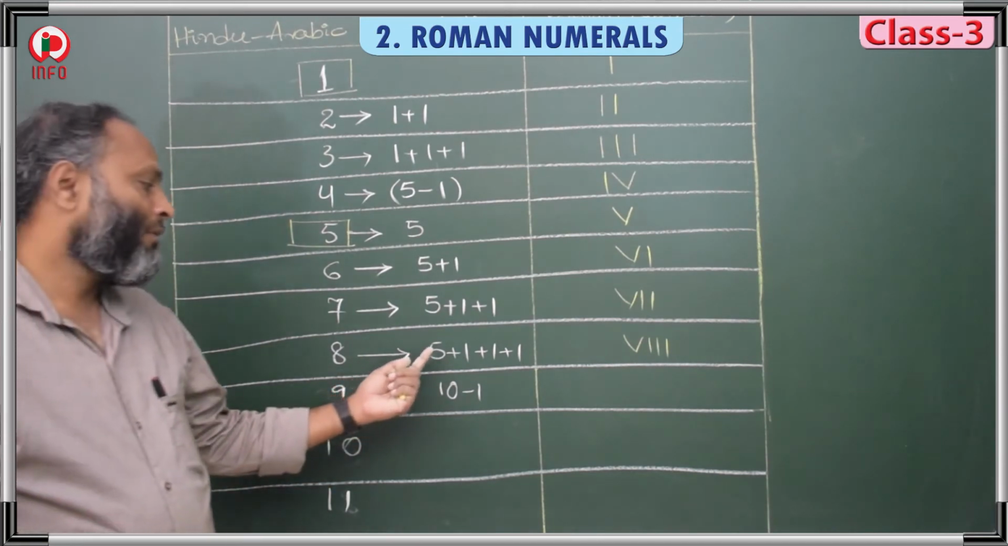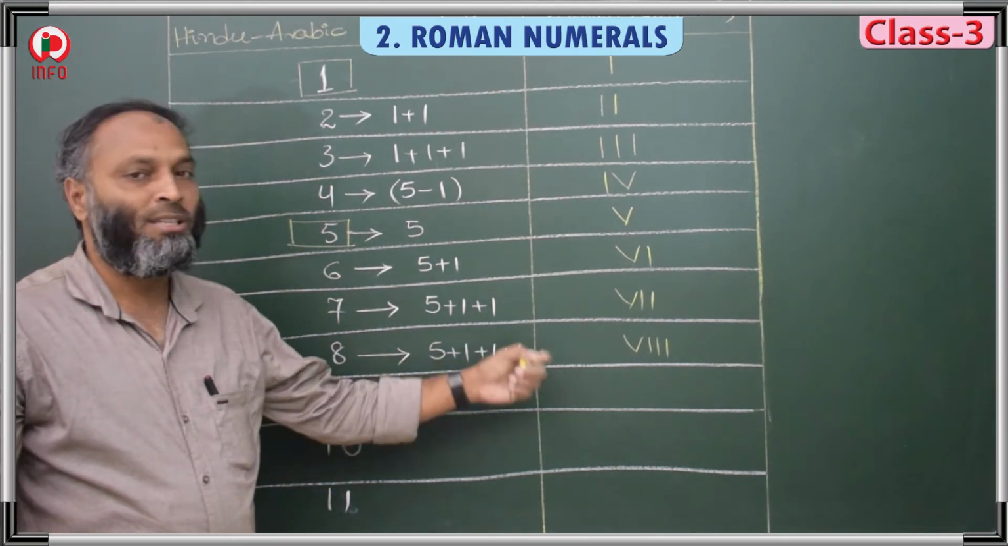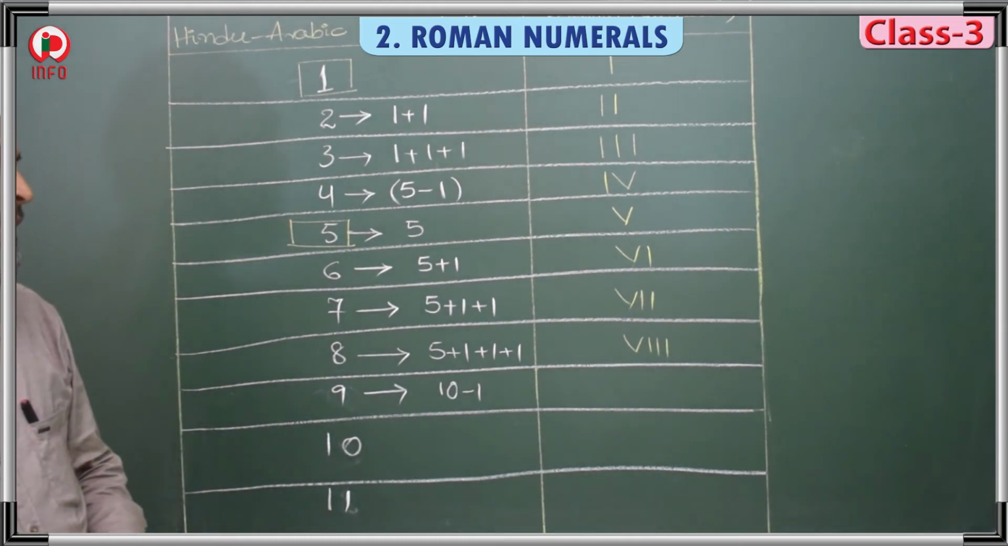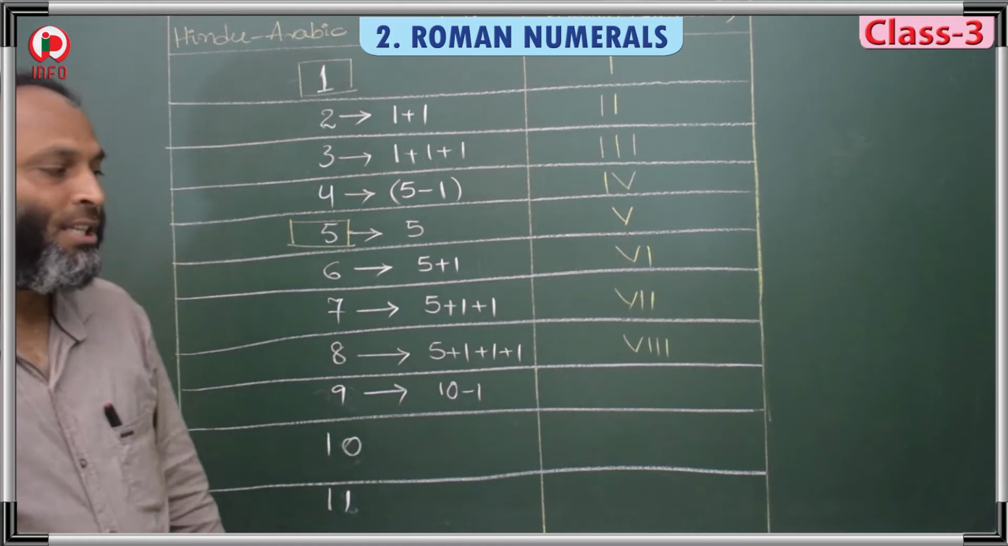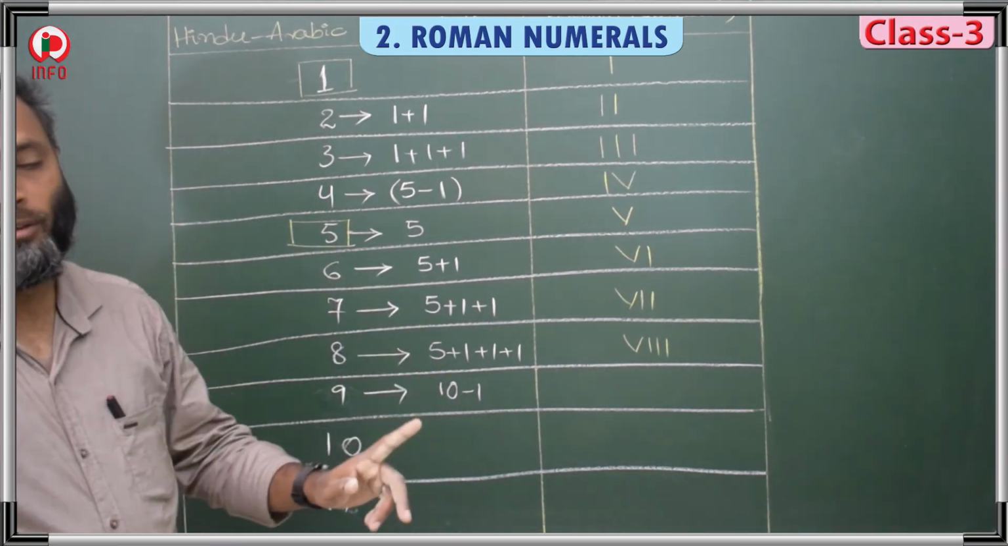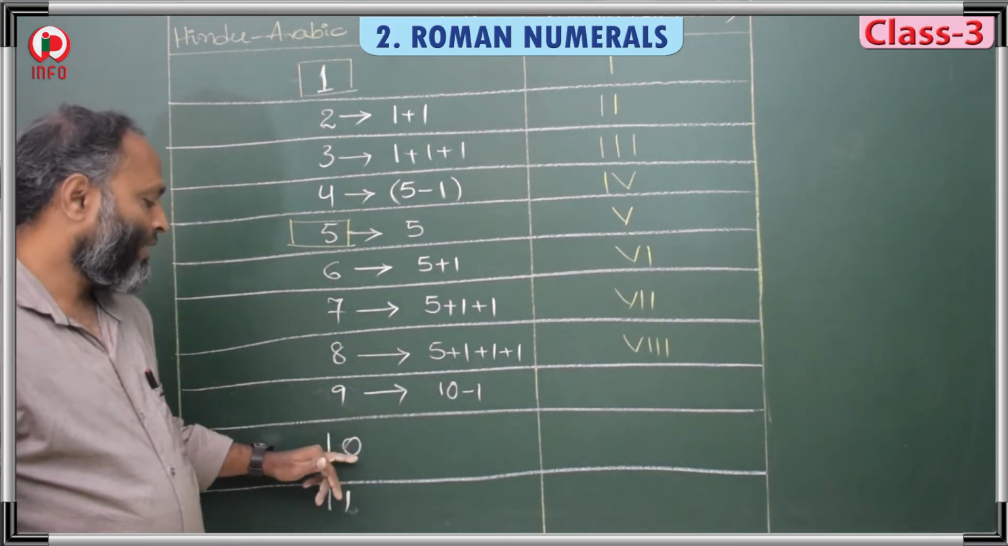So why are we not taking 5 plus 1 plus 1 plus 1 plus 1, 4 times? Because we won't repeat the same Roman numeral more than 3 times. So that is why we don't apply that one. So next, what do we have to apply?